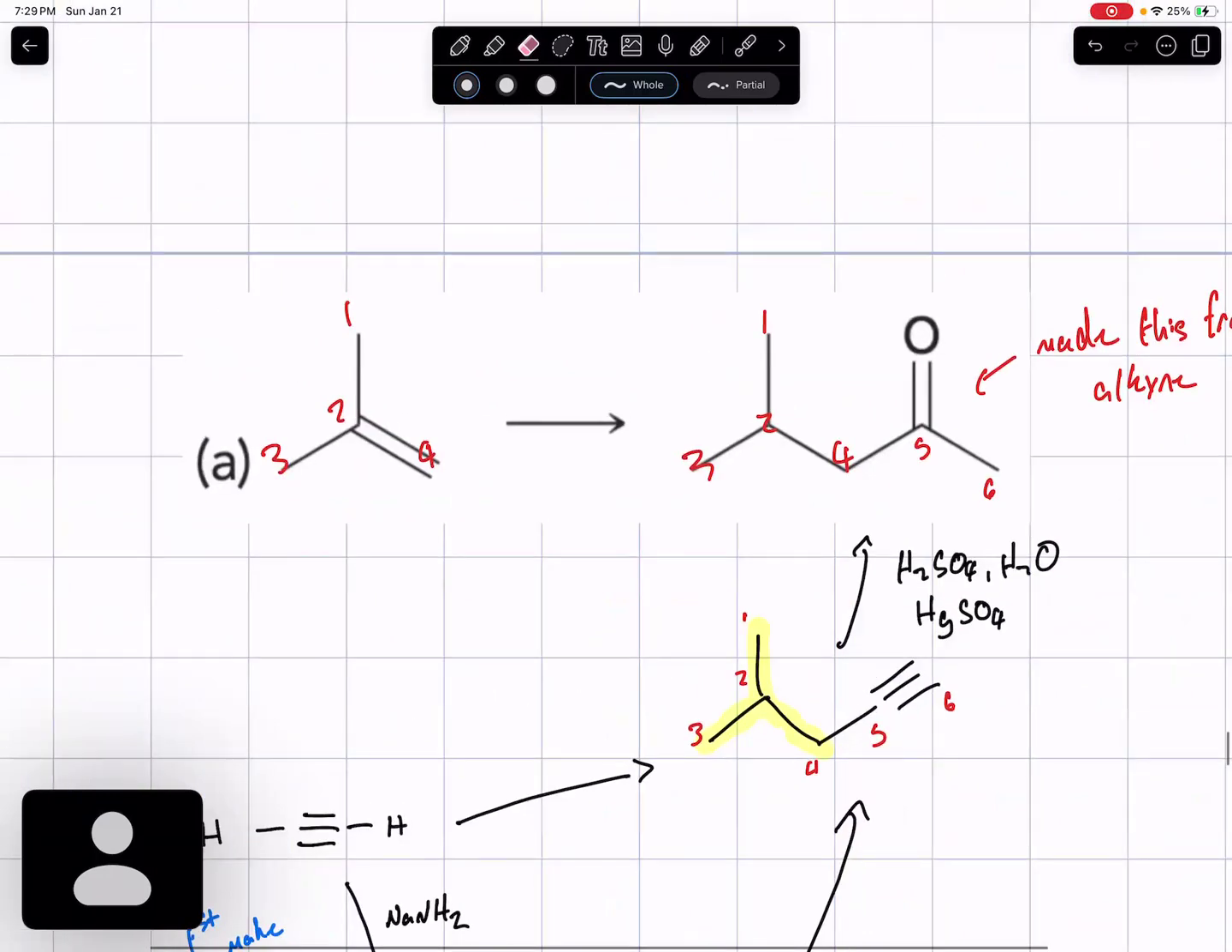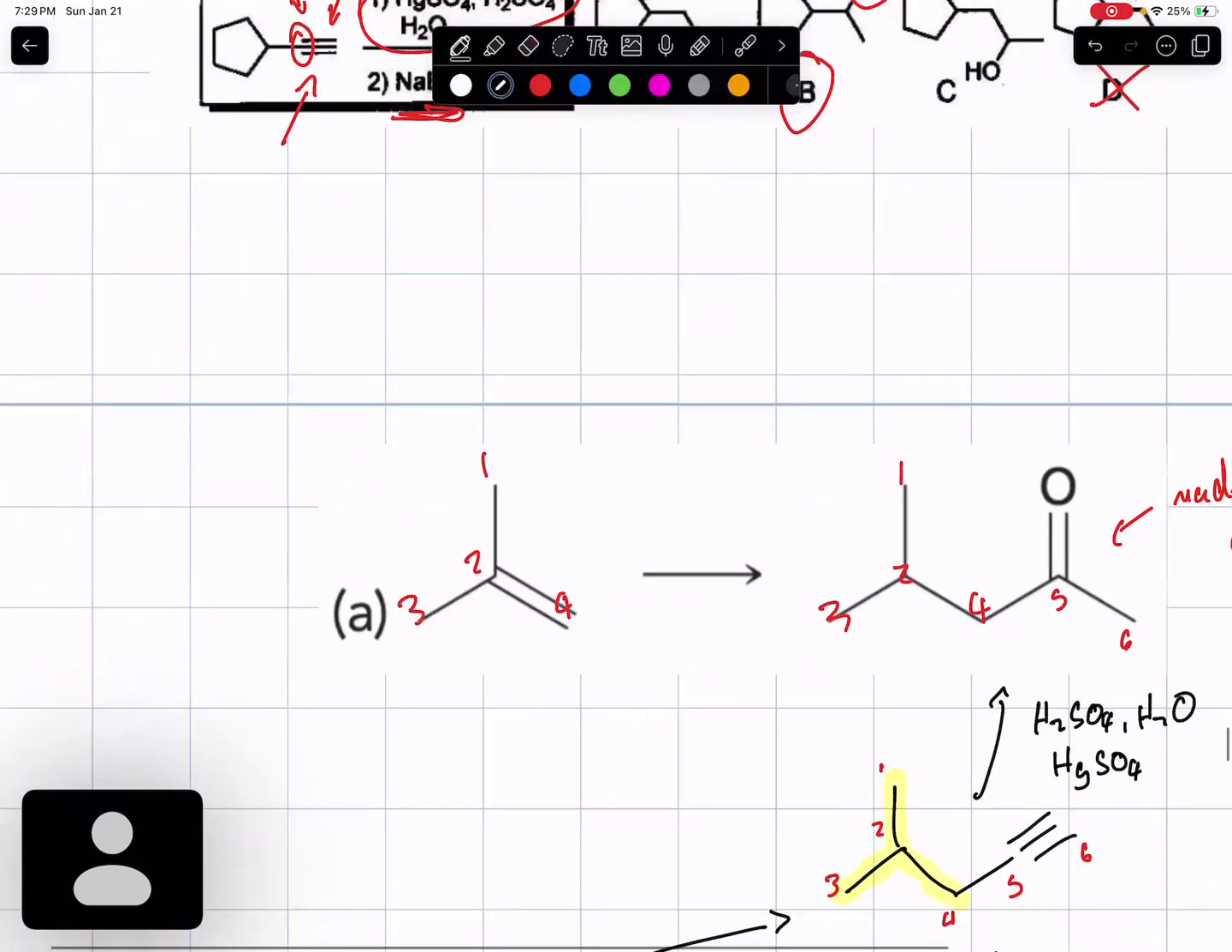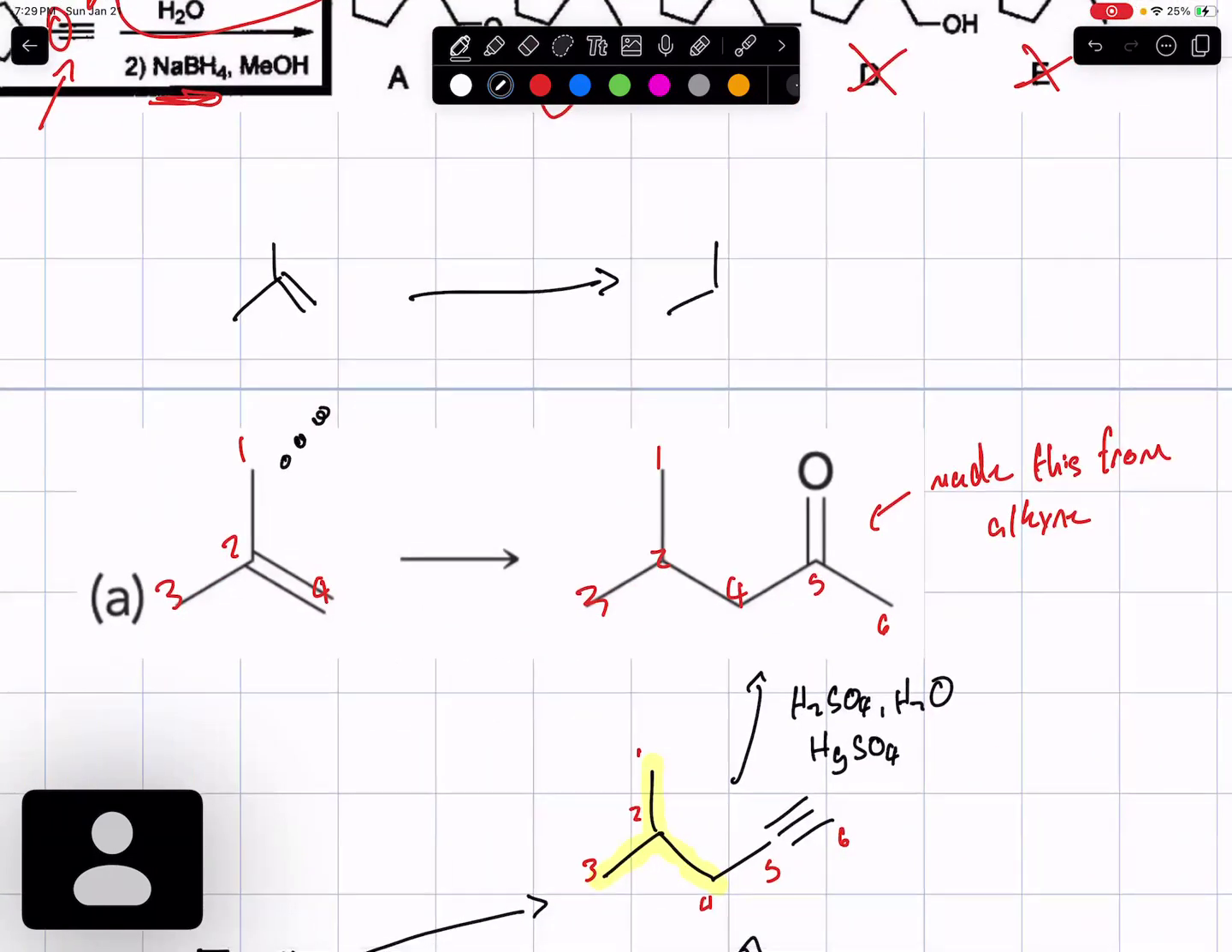How do we make this group into this group? What's a good leaving group? HBr with peroxide. There you go, HBr and peroxide. HBr and peroxide does this in one step.